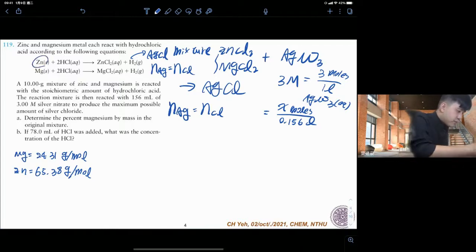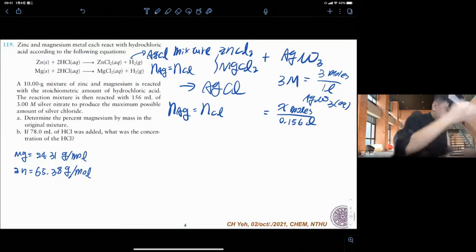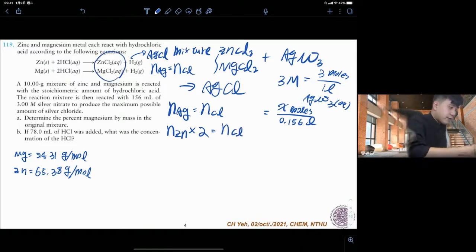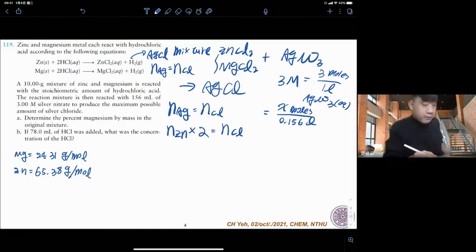These 2 contribute over here. Is that clear enough? Okay, then we can see that the moles of zinc will contribute to 2 moles of chlorine inside of this aqueous solution. So basically, what does it happen?